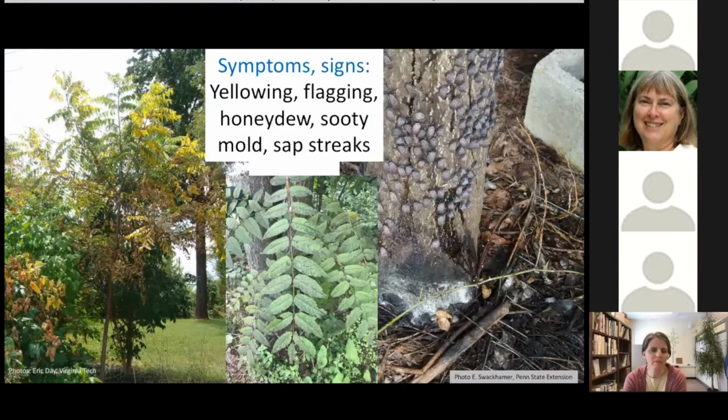On the left is a tree that is showing some decline. That's due to heavy infestation. That's the impact that spotted lanternfly can have on particularly some of its favorite hosts. And Ailanthus, tree of heaven, is probably one of its most favorite hosts, and that's why it bears watching. So these are all signs or symptoms of lanternfly besides the insects themselves that you might run into. Next slide, please.